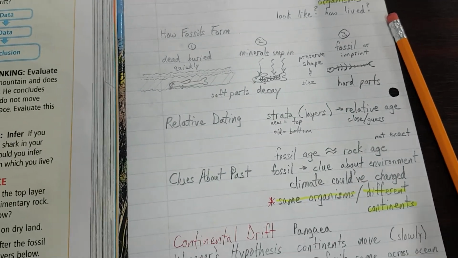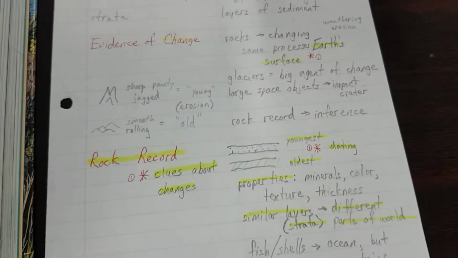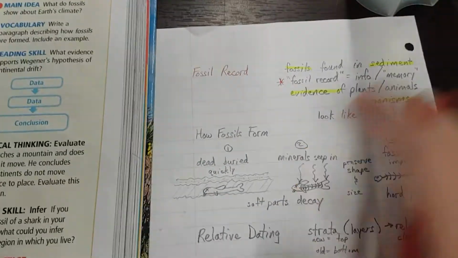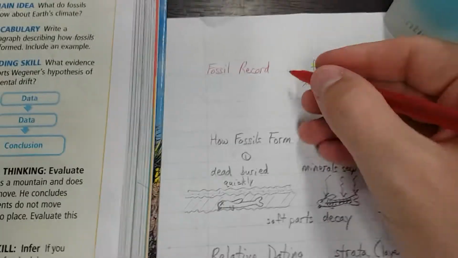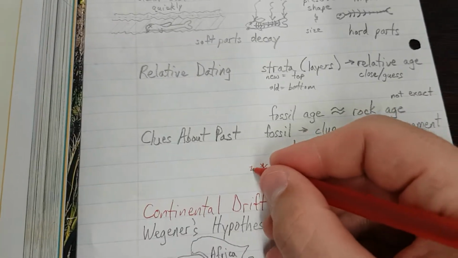Okay, I'm going to put red stars next to those, because that was straight from here. And I'm going to put little numbers next to them, actually, to help myself remember what order I want to talk about these things. So that's going to be a number 1 on the front. Flip it back over to the back. This is going to be a number 2 up here. And down here about clues about the past, same organisms, different continents. That's going to be a number 2.